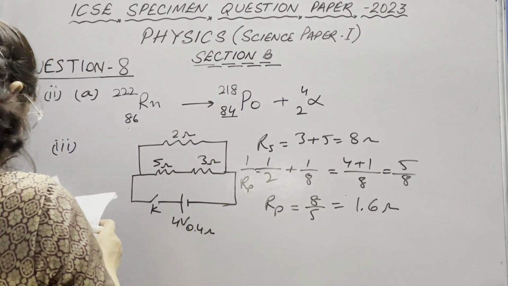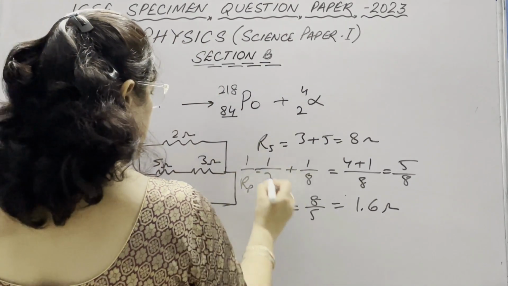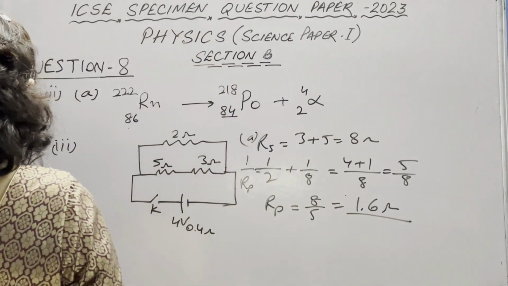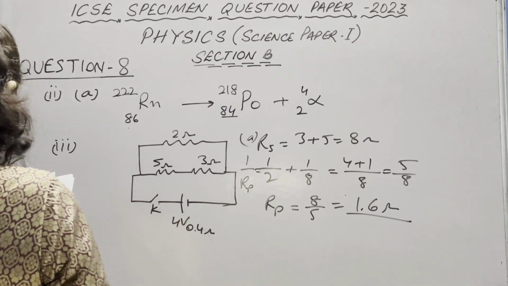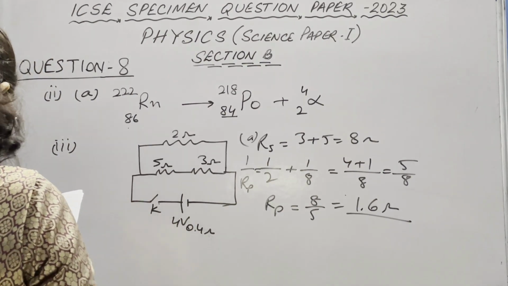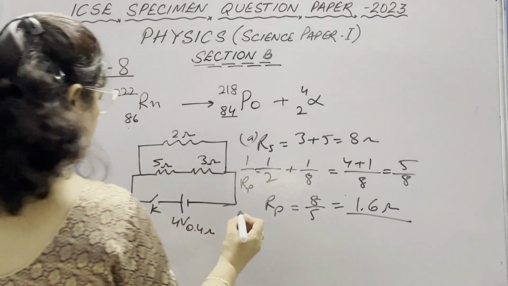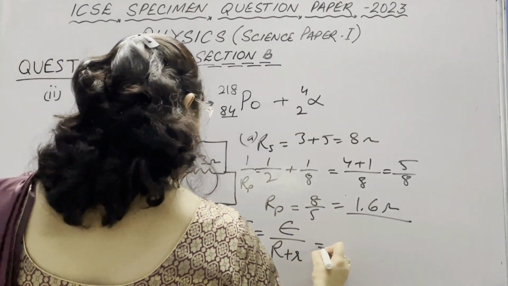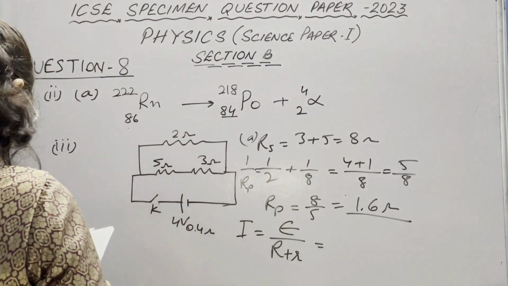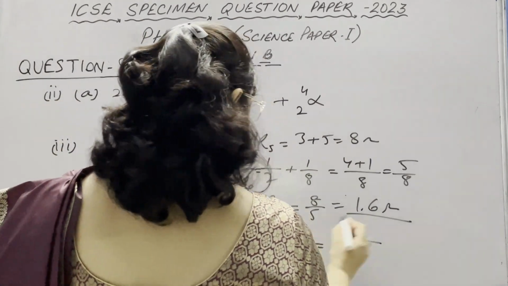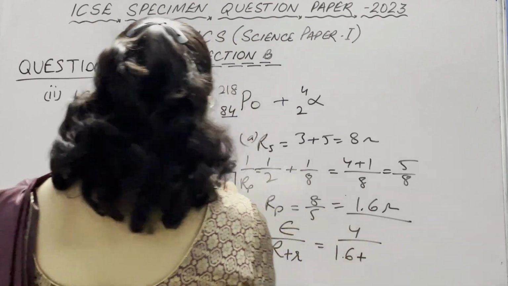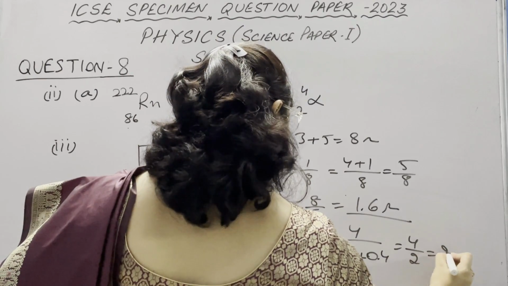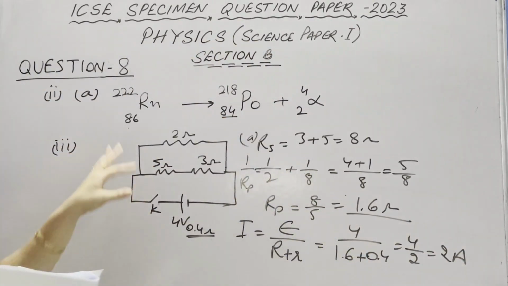In the first part, we calculated the resistance of the circuit, and the resistance of the circuit is this. Now, calculate the current through the 3 ohm resistor. For calculation of current, we know I is equal to EMF upon R plus r. EMF is given in the question as 4 volt, and total resistance is 1.6 plus internal resistance 0.4, which is also given. So 4 upon 2, it means 2 ampere is the current in the total circuit.